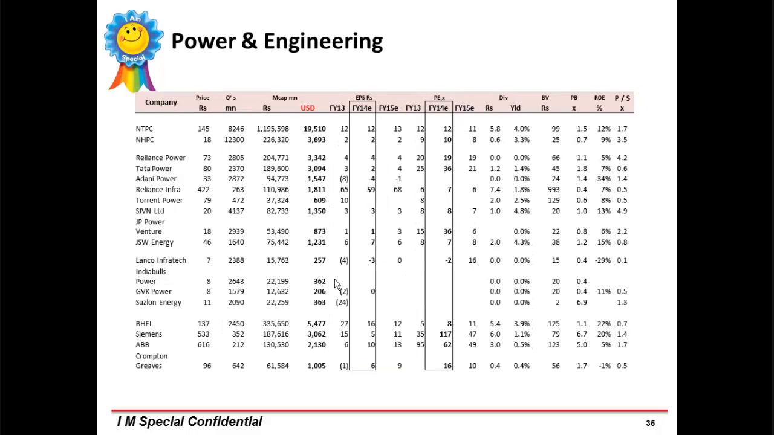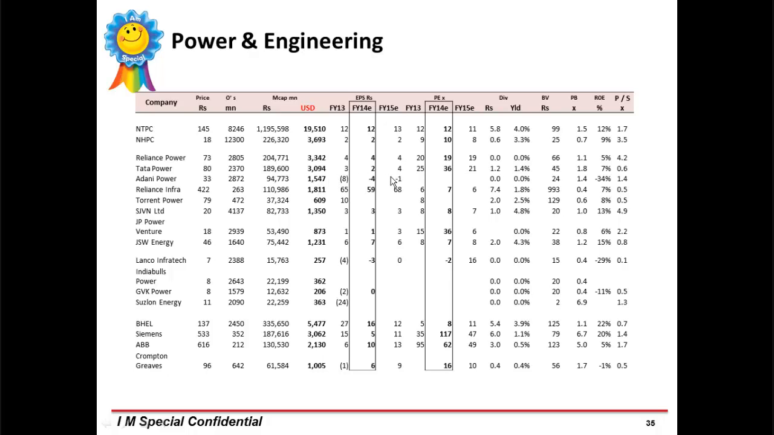Okay, power and engineering. This is the sector which is most neglected by the market now because of various sectoral issues. First, here we have all the power generation companies which are facing various kinds of issues. Look at the earnings of these companies. EPS flat, no growth. Look at Reliance Power, 4 rupees, no growth, but still a PE of 20 times.